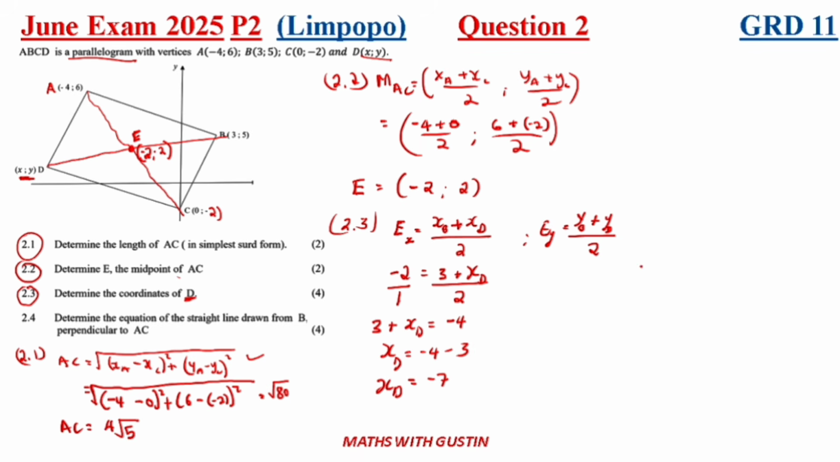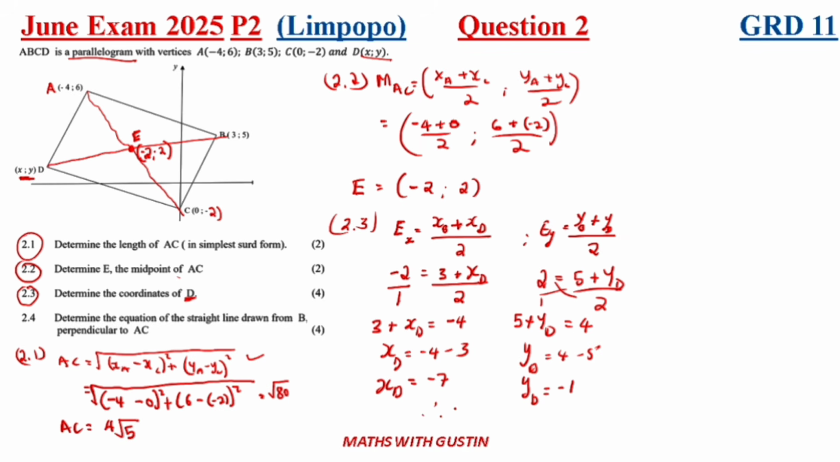Excuse me, negative 7. So a similar thing would apply here. We come here, we say our midpoint is 2, which equals Y at B, which is 5, plus the Y at D, which we don't know, all over 2. So we're doing cross multiplication here, guys. We cross multiply, this 2 times that, and then this over 1, so it equals 4. Then we take the 5 to that side. Y at D is equal to 4 minus 5, which gives us Y at D is equal to negative 1.